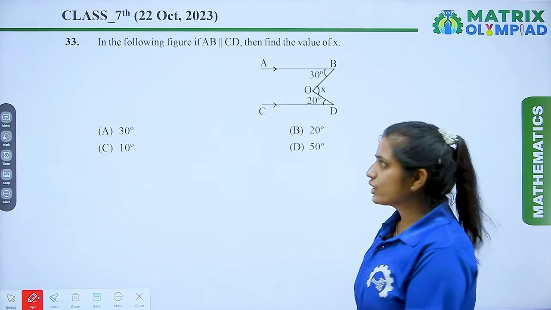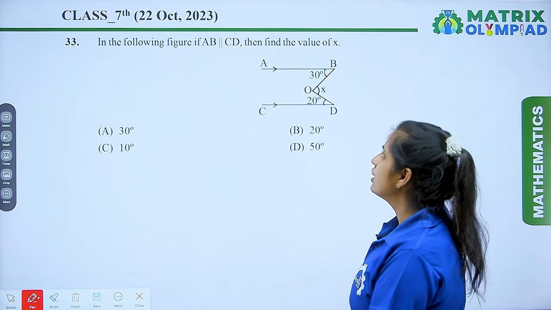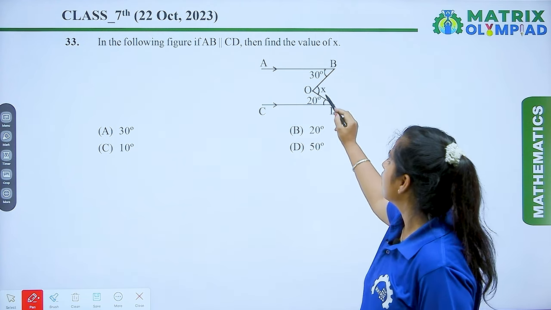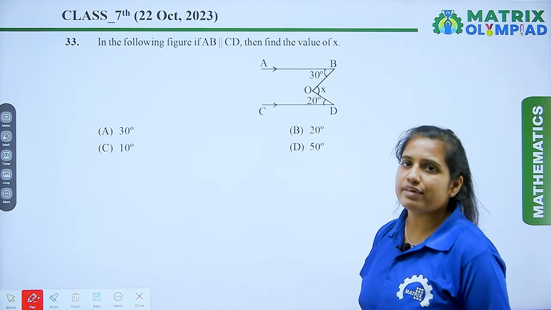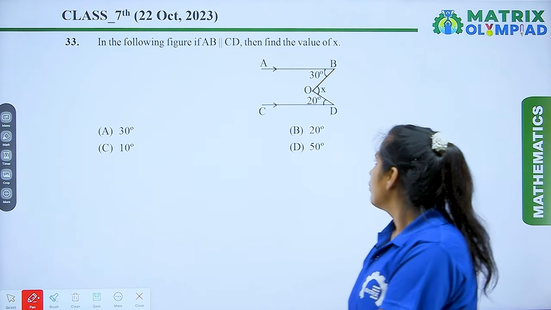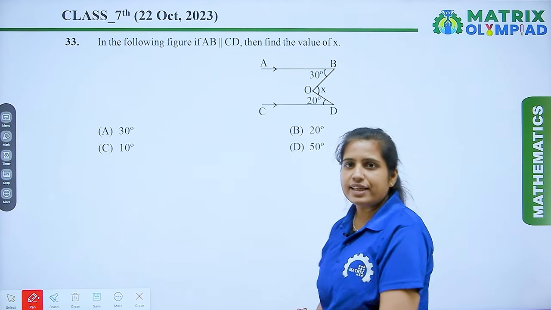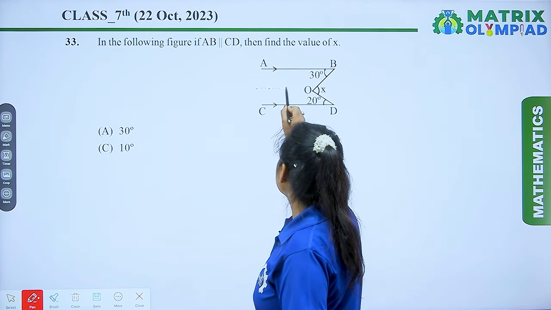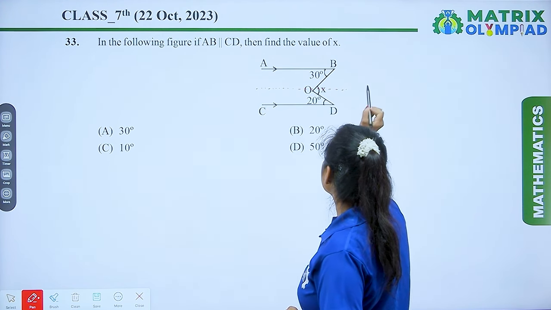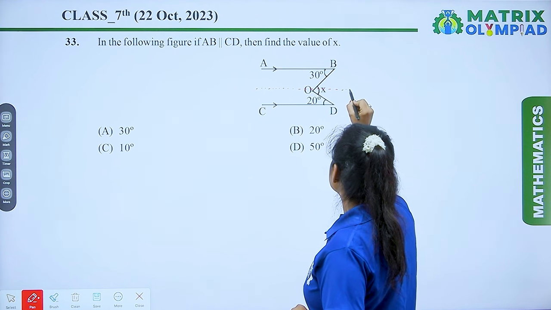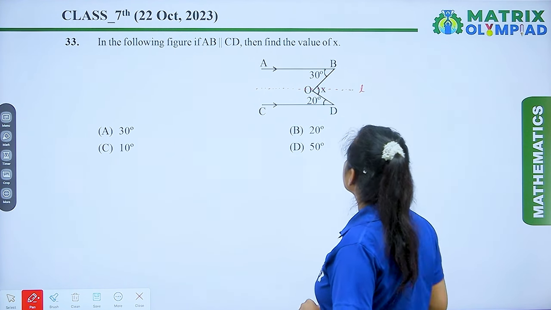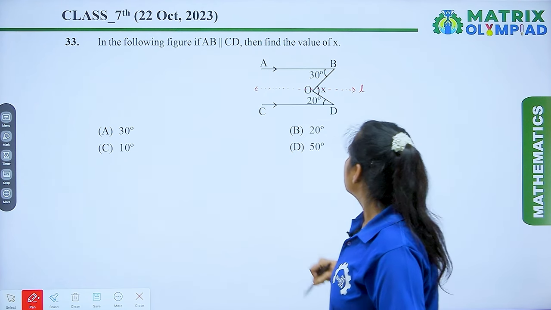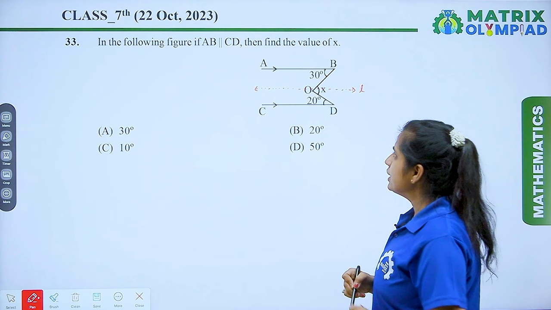Now let's solve the next question, that is question number 33. In the following figure, if AB is parallel to CD, then find the value of X. So here we have to find the value of X. Now for the construction part, we are drawing a straight line parallel to AB and CD. So let's draw a straight line, let it be L, parallel to AB and CD.